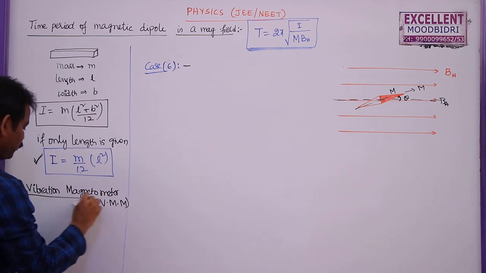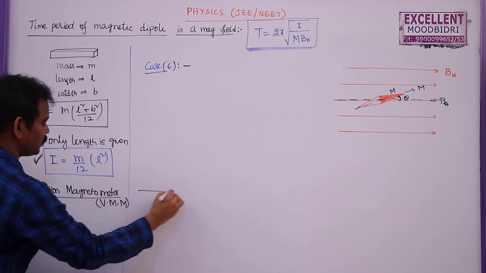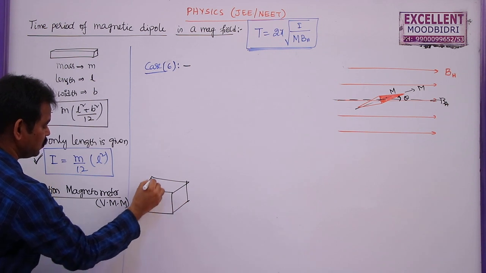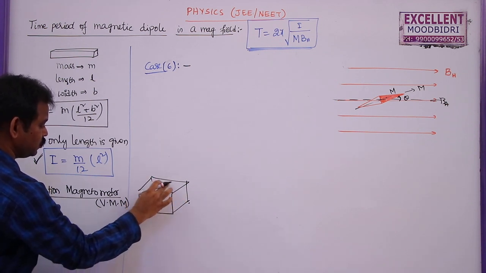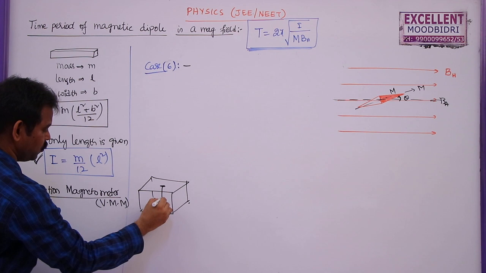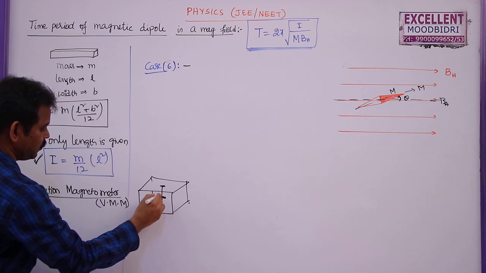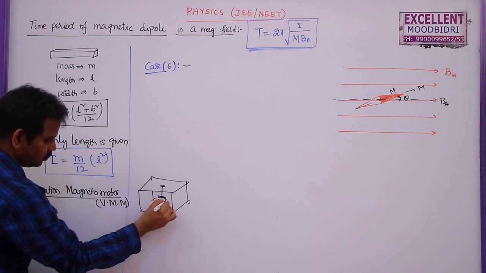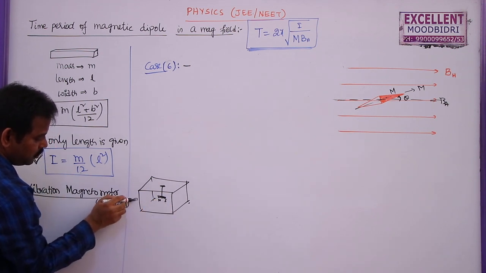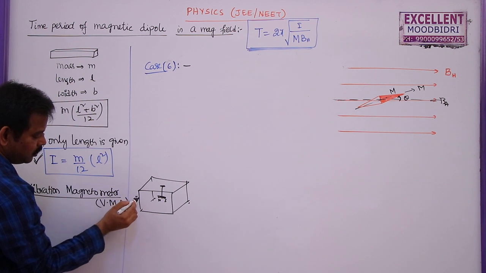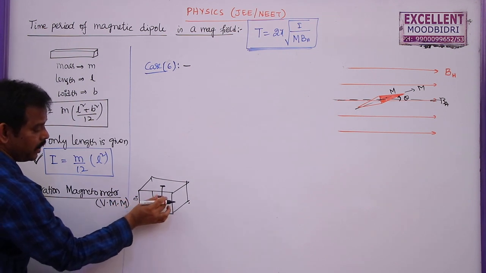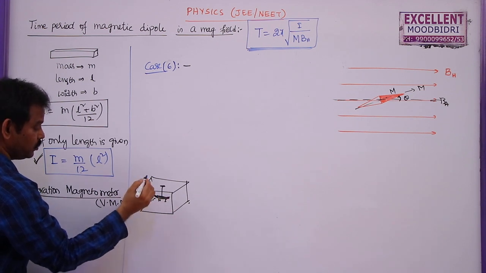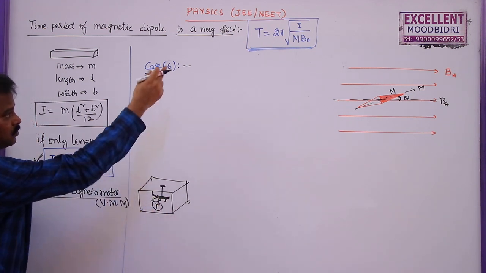So what is the use of vibration magnetometer? First of all, a vibration magnetometer consists of a glass box. This is a box made of glass with two small holes, and from a support a magnet will be suspended here. This is the magnet. Now let us say this is the north pole, this is the south pole. If you bring another small magnet here and let us say this is the north pole, north repels, so this magnet will move away, and if you remove this magnet then it will start oscillating about this position. So we can find out the time period of this by using this formula.